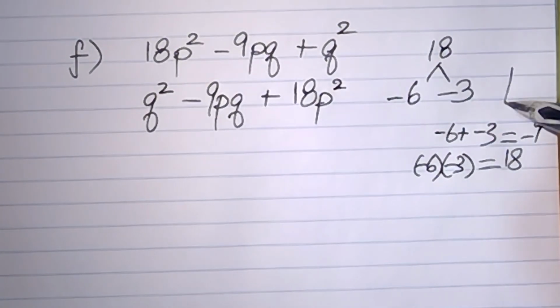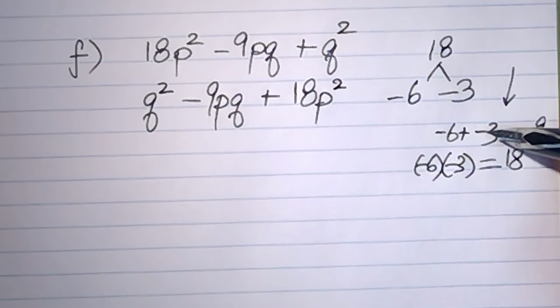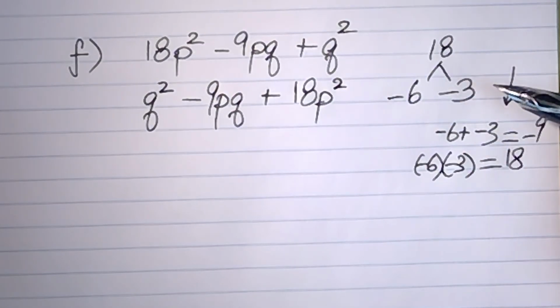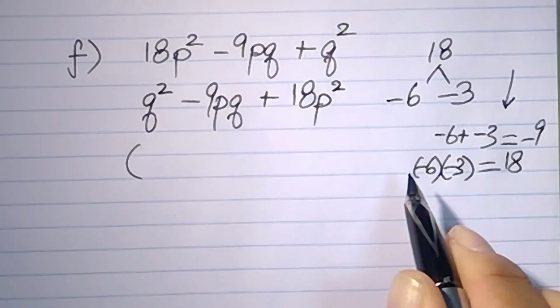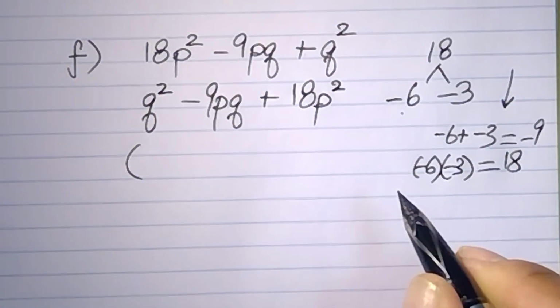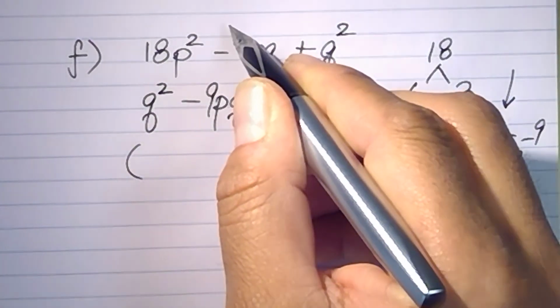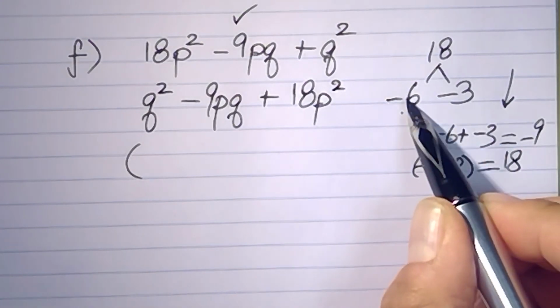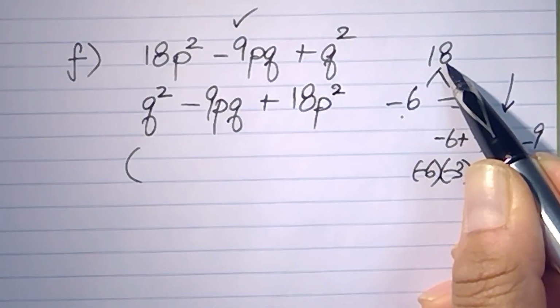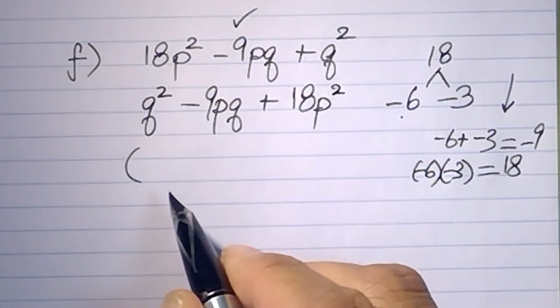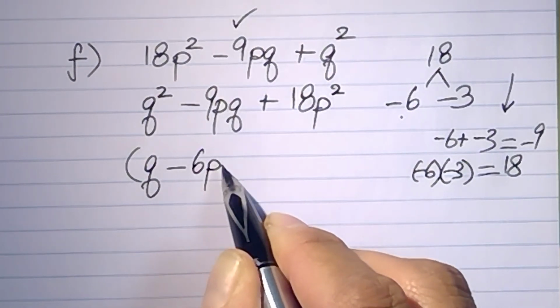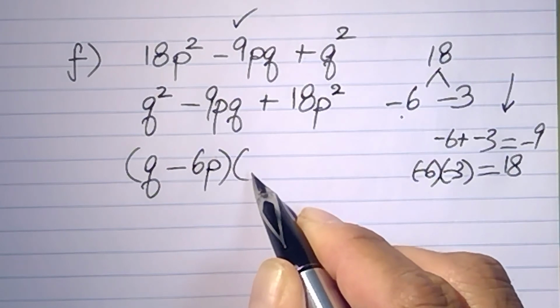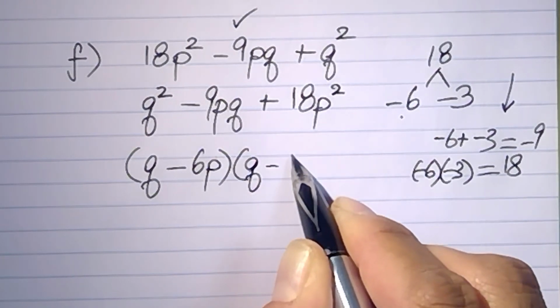So I will say what I said again. The people who write these two checks never get this wrong because it's impossible to get the wrong numbers and still use it, right? All right, here's my solution. Minus 6 minus 3. Let me do my last check. Minus 6 plus minus 3 adds up to negative 9. Minus 6 times minus 3 multiplies to 18. Positive. Okay, good. So my answer will be Q minus 6P, Q minus 3P.